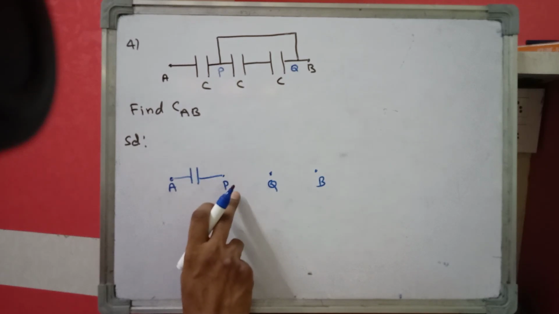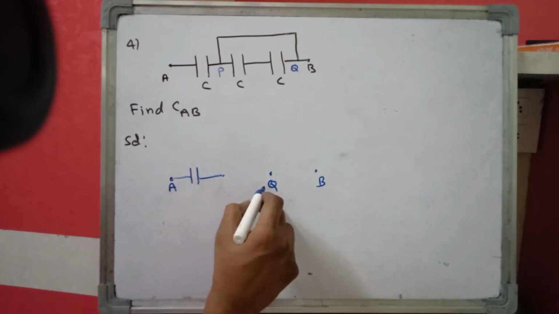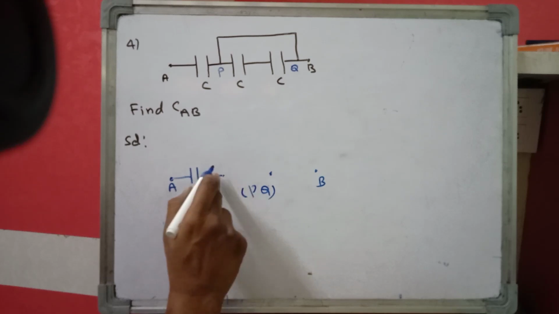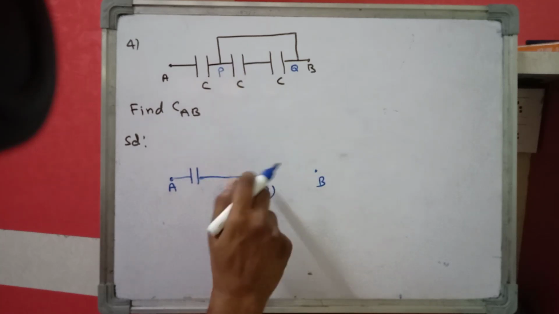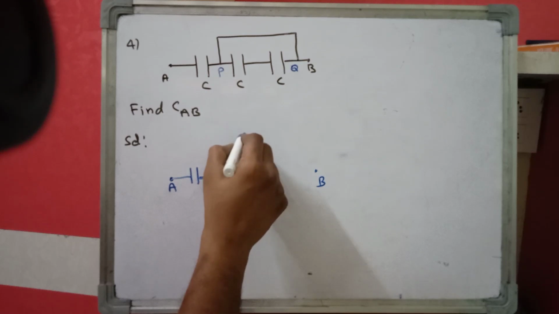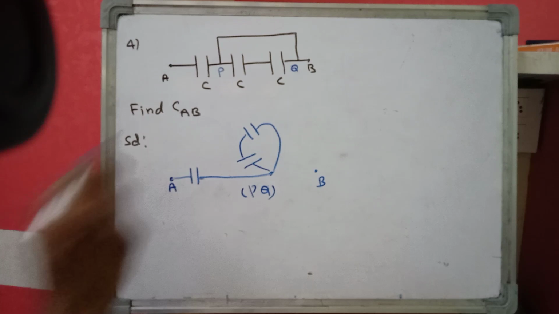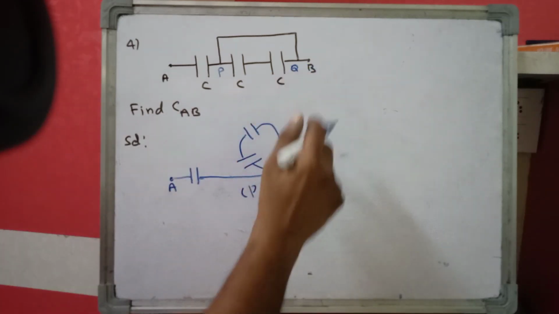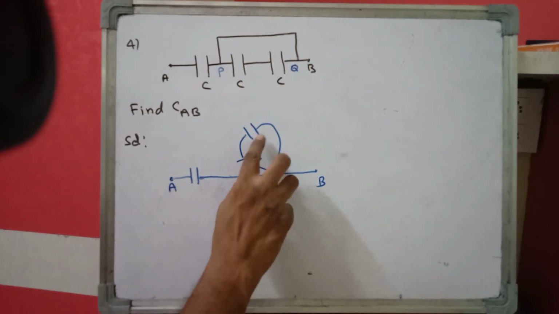See here one important point. P and Q are interconnected with each other. So let us write P and Q at one place. Between P and Q, how many capacitors are connected? Two capacitors. So these are the two capacitors. And that Q is connected to what again? B. So from this it is clear that there will be no potential difference across these two capacitors.